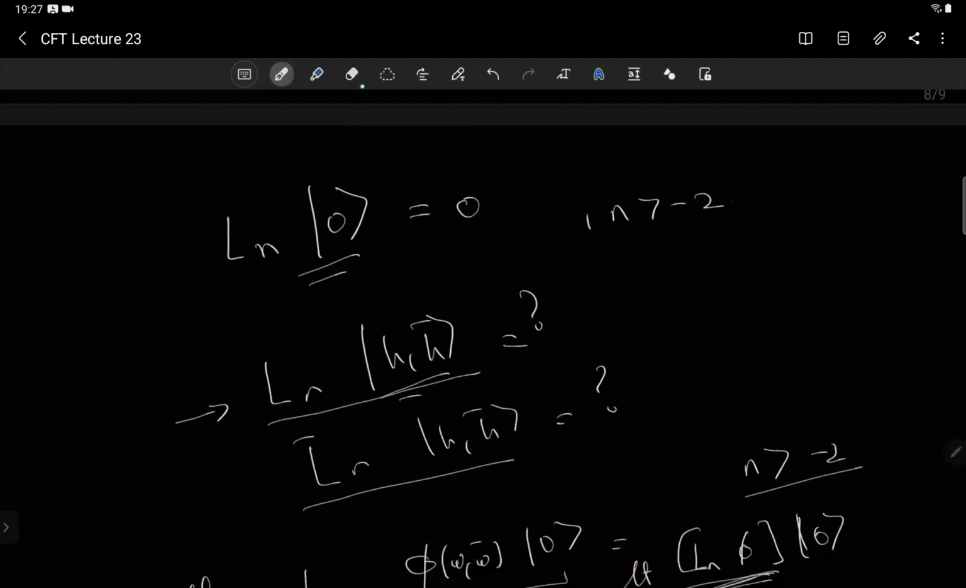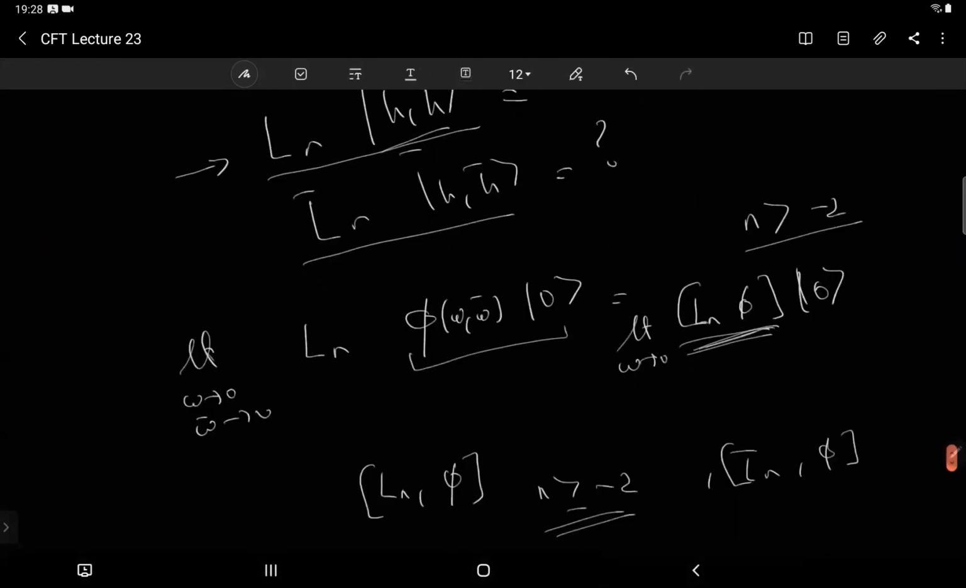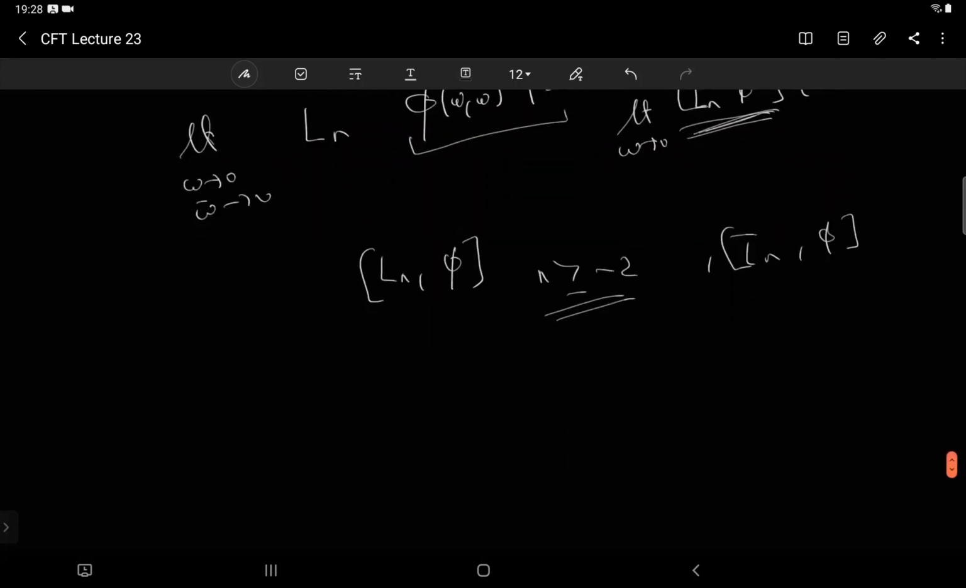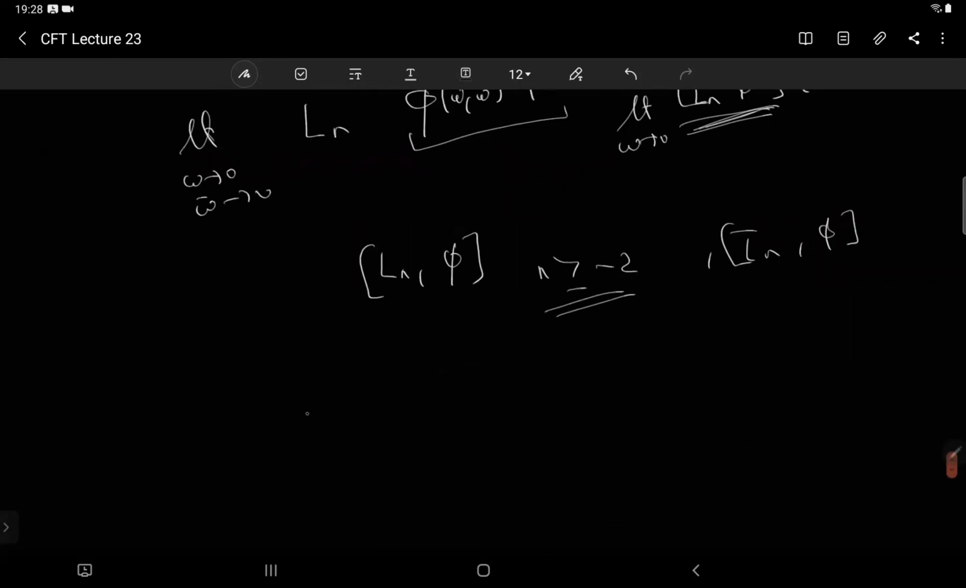Yes, so now we want to know what is the action of Ln on h, which is the primary state. Therefore, what we have to find is the commutator of Ln and phi, because Ln acting on h is Ln acting on phi of omega, phi at 0, and Ln phi acting on 0 is the same as the commutator of Ln and phi acting on 0, because Ln kills the vacuum state for n greater than -2. So what we want to find is the commutator of Ln and phi, and this object is exactly like what we had found first.